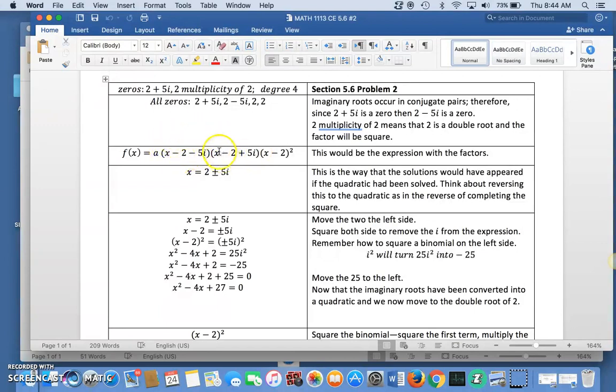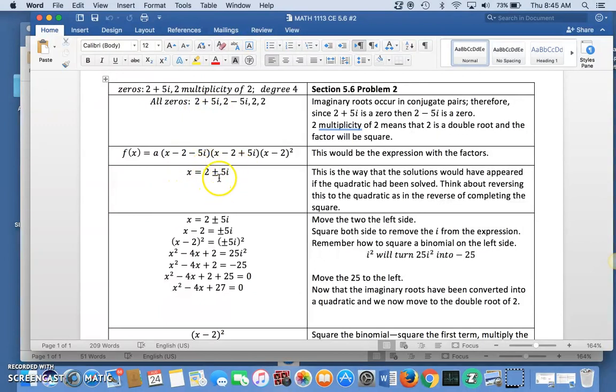Now you can multiply them, combine like terms and come up with this binomial down here. That's one way of dealing with these first two. I prefer this. Let x equal this. This is what it would look like if you had completed the square or the quadratic formula, and kind of go backwards from completing the square. So we want to move this 2. It becomes negative. And then it's equal to the plus or minus 5i.